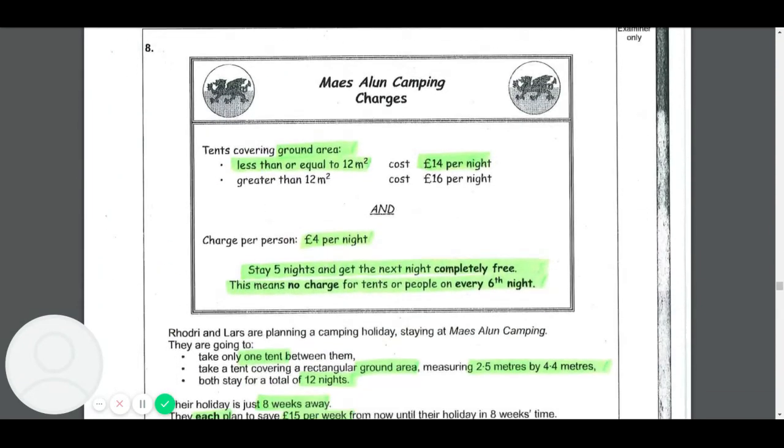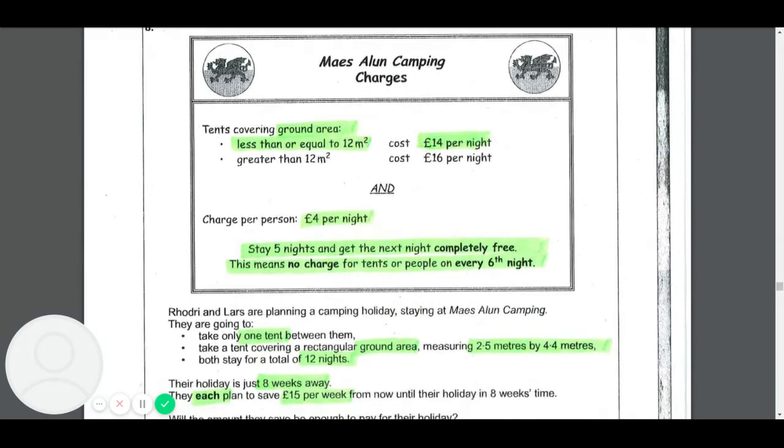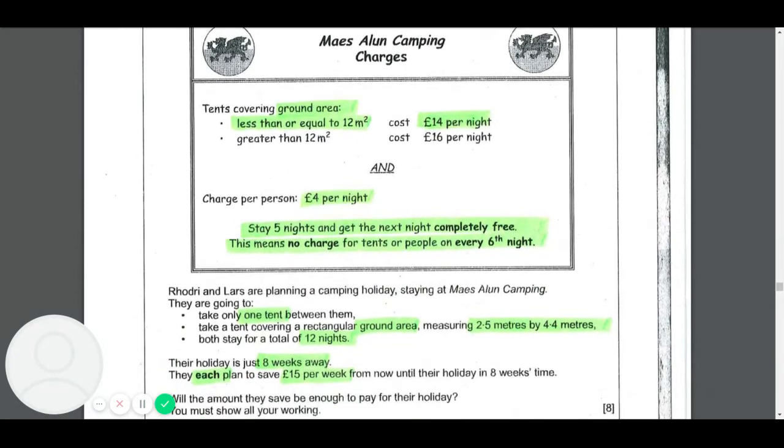Right, next, Mice Island camping charges. So we've got information about tent covering the grounds and costs. We've got the charge per person. We've got an offer where if you stay 5 nights, the next night's completely free. So every 6th night, there's no charge.